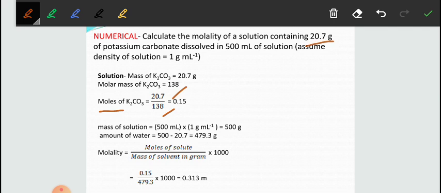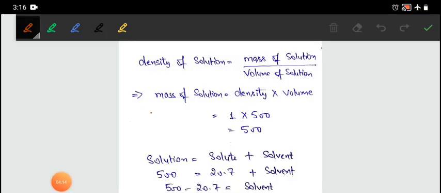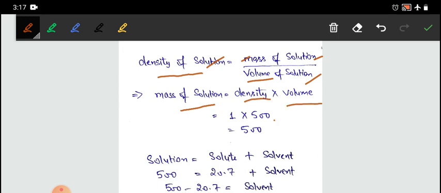Given mass is 20.7, molar mass of K2CO3 is 138, and you will get 0.15. Now we need to calculate the mass of solvent. Density of the solution equals mass upon volume. Volume is given and density is given, so I can calculate the mass of solution: mass of solution equals density into volume. Volume is 500 and density is 1, so the mass of solution is 500.